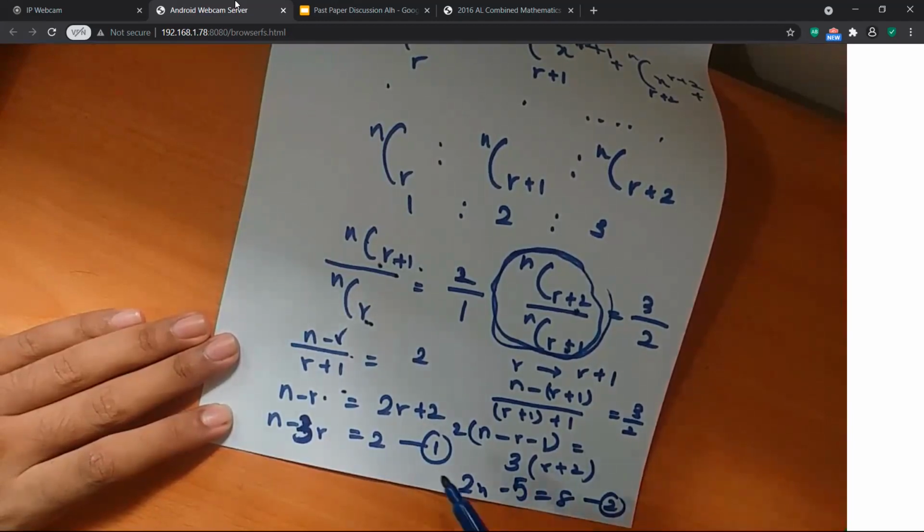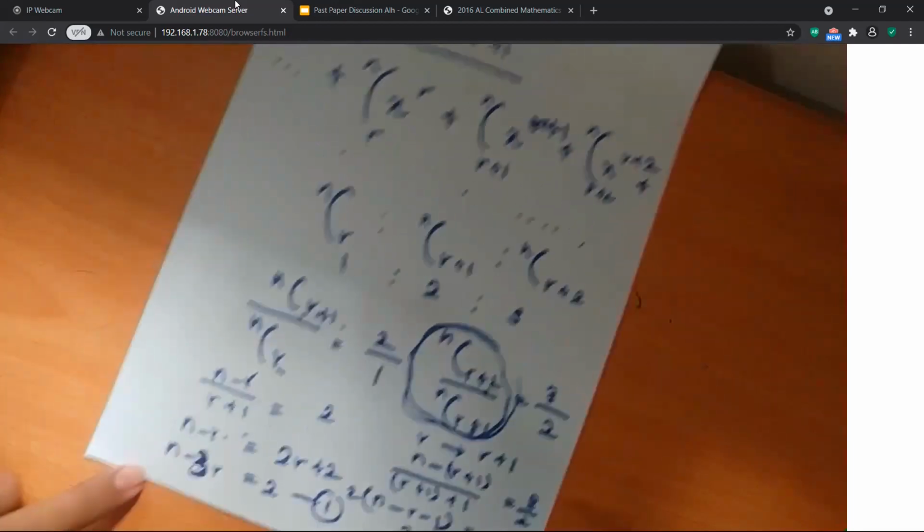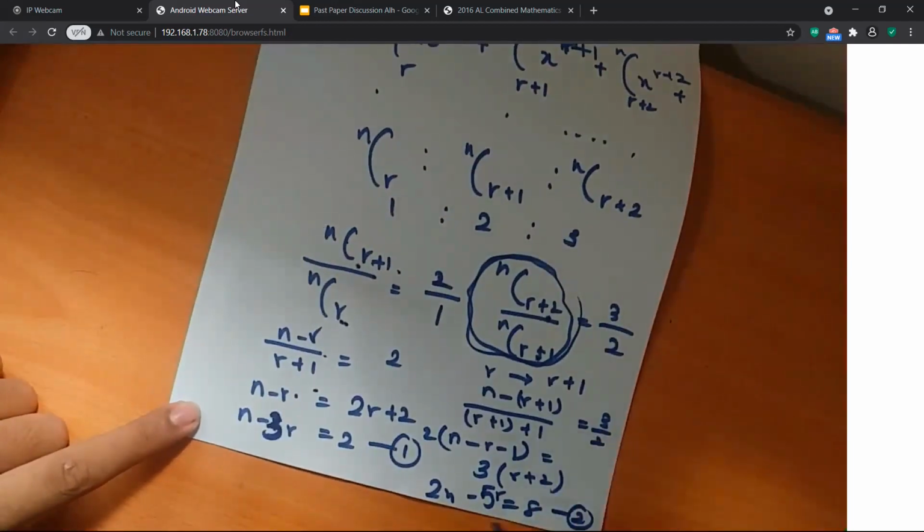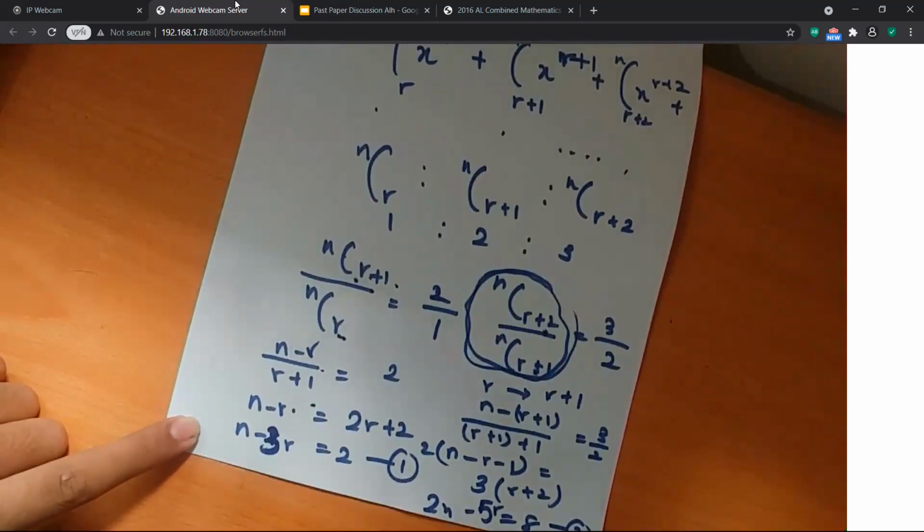Now we know n minus 5r. Sorry, we know n, and we know there are two unknown values, n and r. We have two equations, so we can solve these two and find n and r. So before going, I'll just explain what we got.